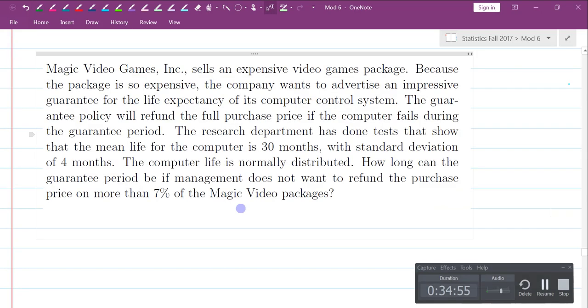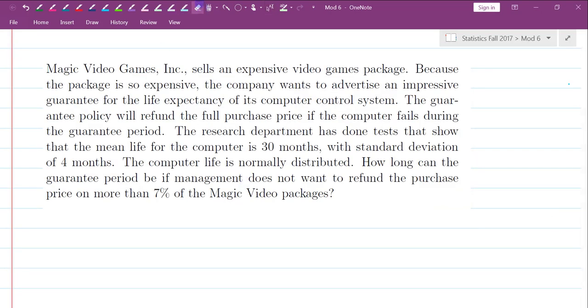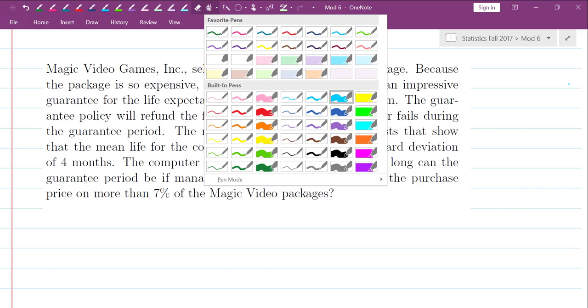Okay, here we go. Let's grab a different color ink here. Here we go.